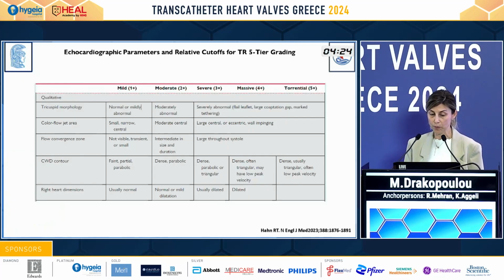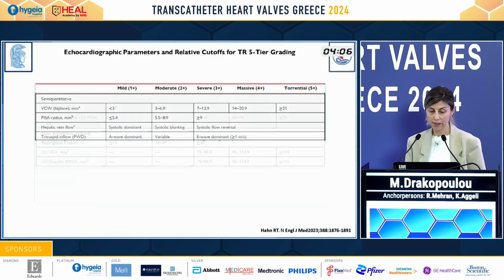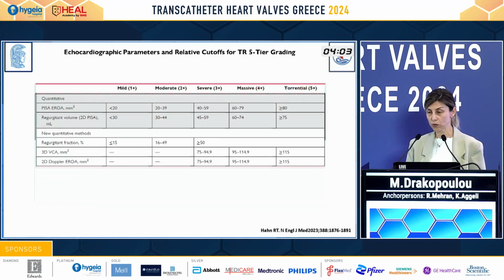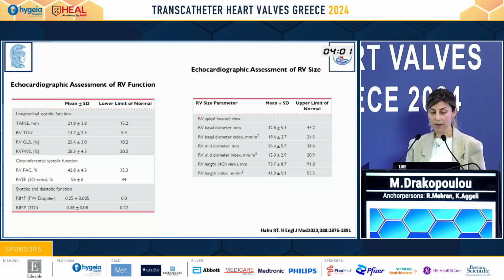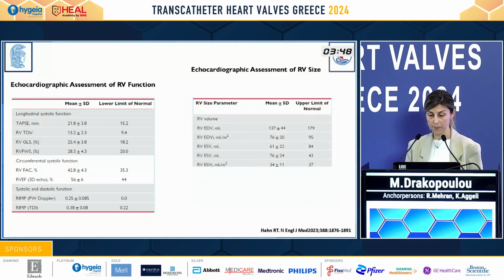Concerning the echocardiographic parameters for the severity of the TR, we know that during the last years we have two more categories, massive and torrential TR, and actually these two new categories seem to have a prognostic role in the patients with severe TR, and we have qualitative, semi-quantitative, and quantitative methods, so we can assess the severity of the TR. We talked about the RV function and the size of the RV, so there are indexes that we can rely on and estimate the function and the size of the RV that we said a little bit earlier.